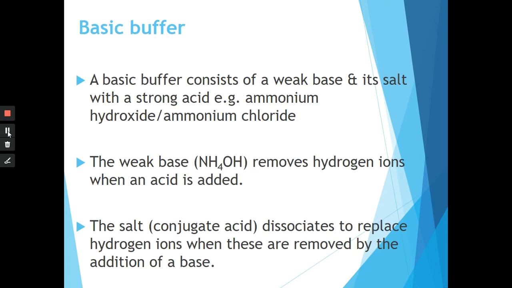If we've got a basic buffer and we're going to add an acid, we need something to remove the hydrogen ions that are added when the acid is added. Therefore, we need the weak base to do that. Meanwhile, if we are adding a base, hydrogen ions are going to be removed, so we need to find something to donate those hydrogen ions. So what would happen is the salt or the conjugate ions is going to dissociate, producing those hydrogen ions to replace the ones that are removed by the base. Okay?